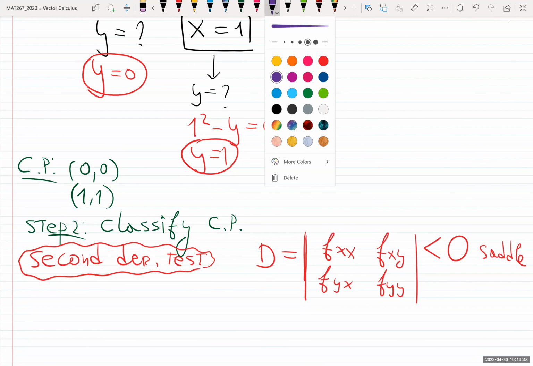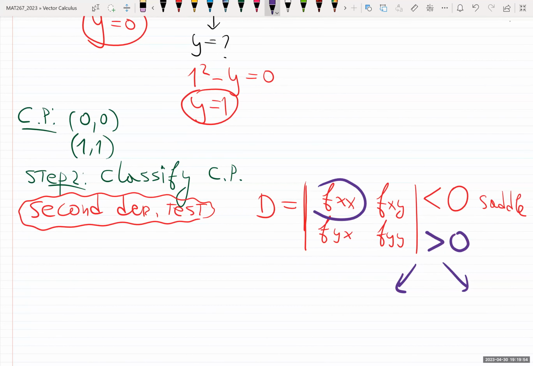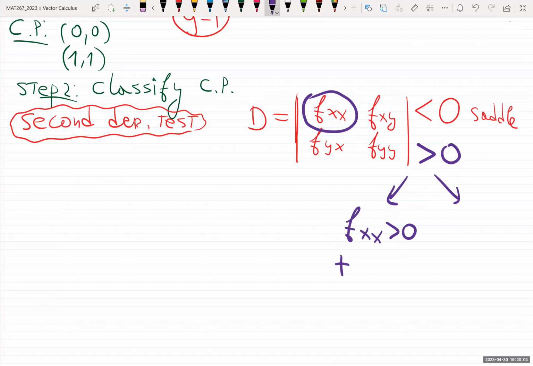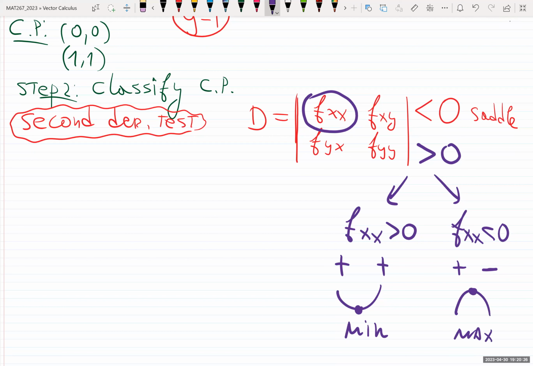then you have to check one more step. You're checking this guy, fxx, and then you have 2 options. It's also positive. Then you have one positive, another positive. That's a smiley face. That is a minimum. And if that guy is negative, then you have one happy eye, and the other eye is closed because someone hit that person in the eye and gave them a black eye. That is a maximum, like so.